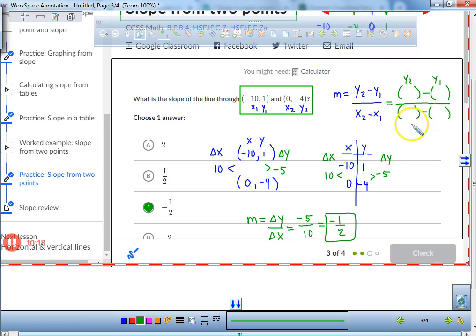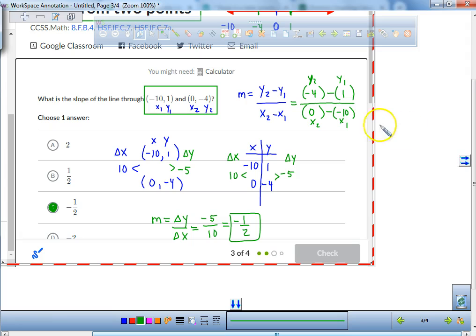Now, what am I going to label this as? y2, y1, x2, x1. So what number am I going to plug in right there for my y2 if I'm doing it this way? I've labeled them somewhere. Do you see where I've labeled it? I've labeled it right there. So I've got to put a -4. And then what do I have to put right here? 1. And then for my x2, I've got to put a 0. And then for my x1, I've got to put a -10. Does everybody understand that this way?